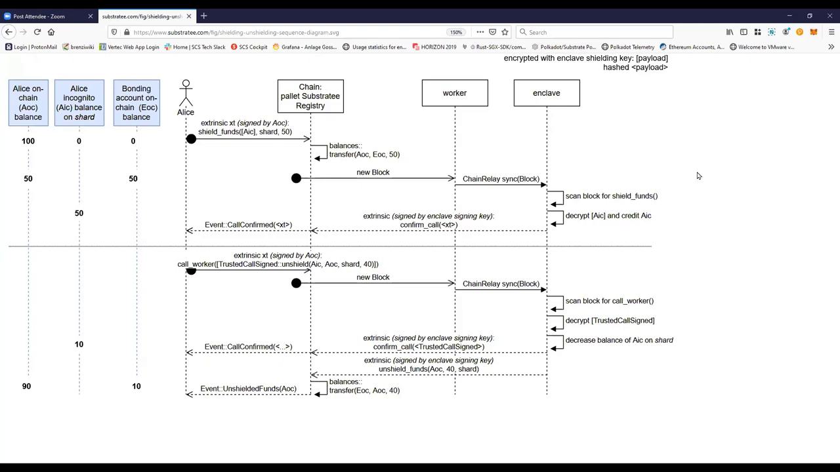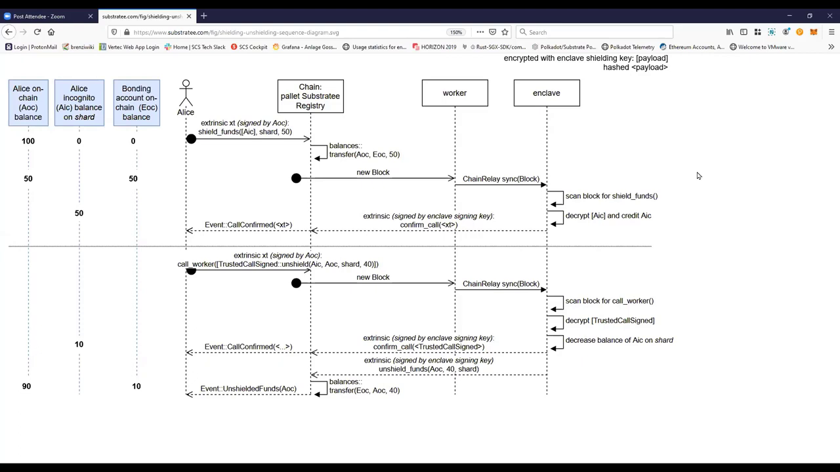And then it sends a confirmation call like it does for trusted calls, just so that Alice can be sure that she should have her balance now. And you see on the left side, now her on-chain balance is 50, the bonding account has 50, and her private identity has 50 now. She could query that with the trusted getter, but that's out of scope for this diagram.